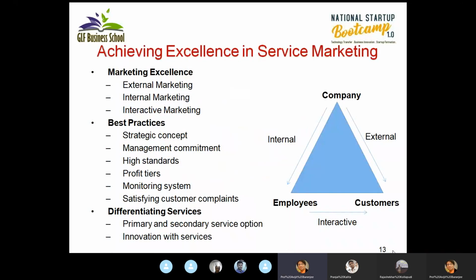This slide will explain achieving excellence in service marketing. Marketing excellence is of three types: internal marketing, external marketing, and interactive marketing. Internal marketing describes training and motivating employees to serve customers well. External marketing describes the normal work of preparing, pricing, distributing, and promoting the service to the customers. And interactive marketing describes the employee skill in serving the client.